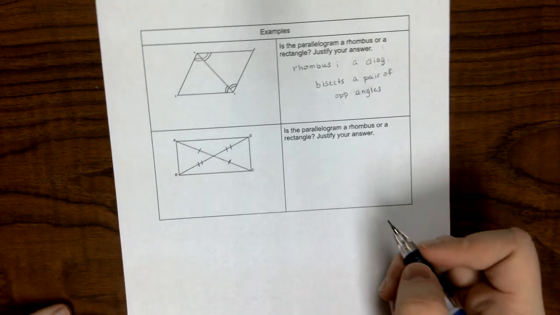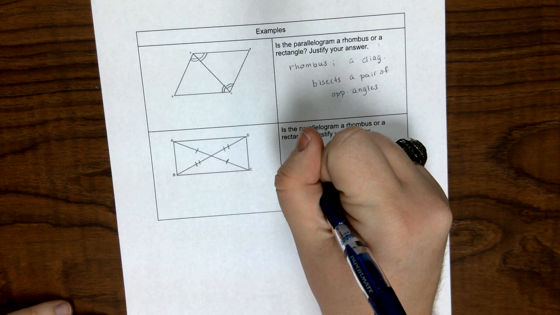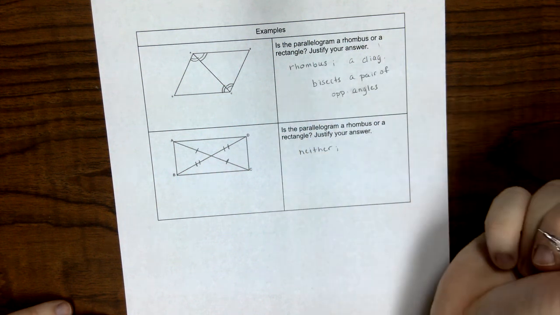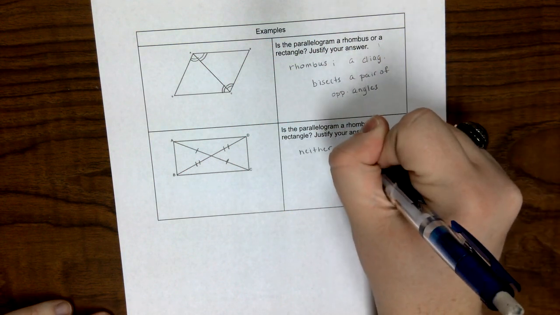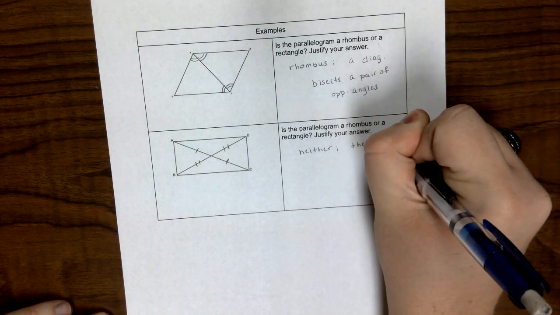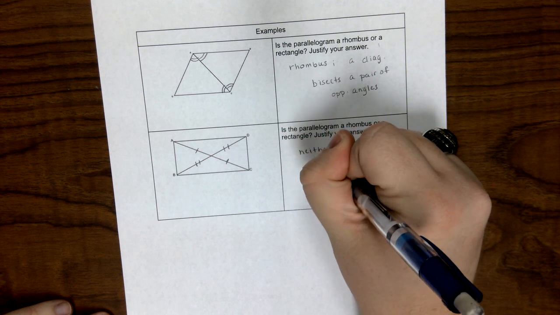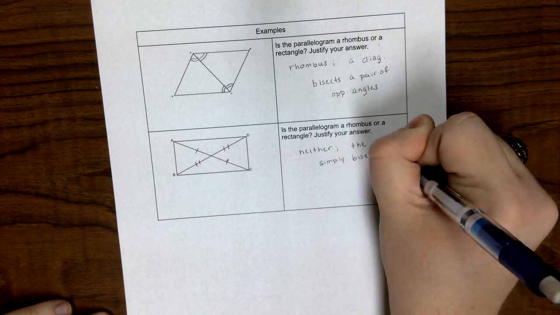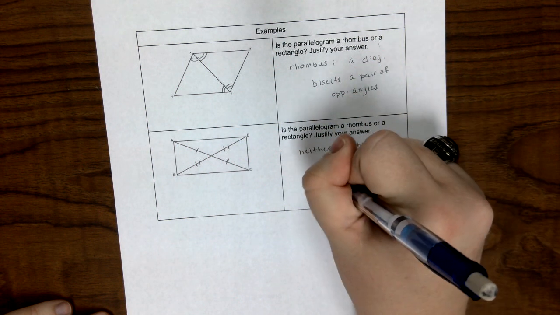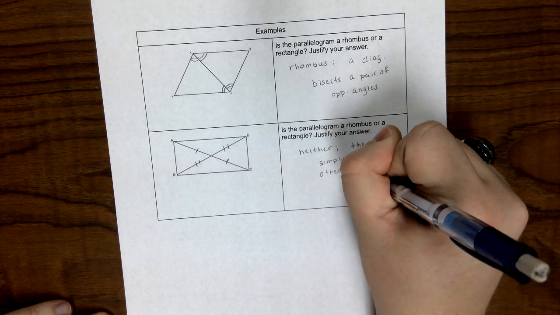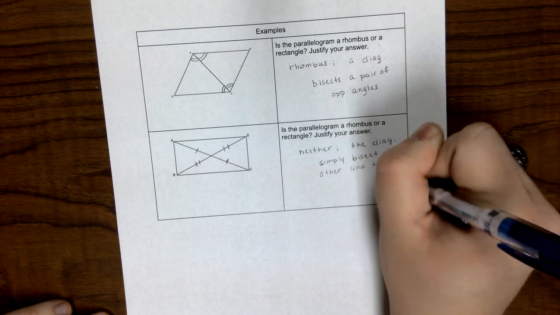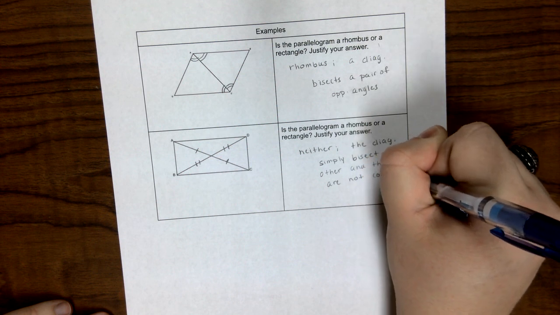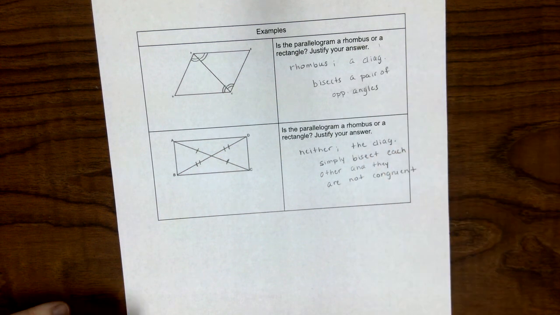So it is simply a parallelogram. So is it a rhombus or a rectangle? It's neither. Why? Because the diagonals simply bisect each other, and they are not congruent. That's why.